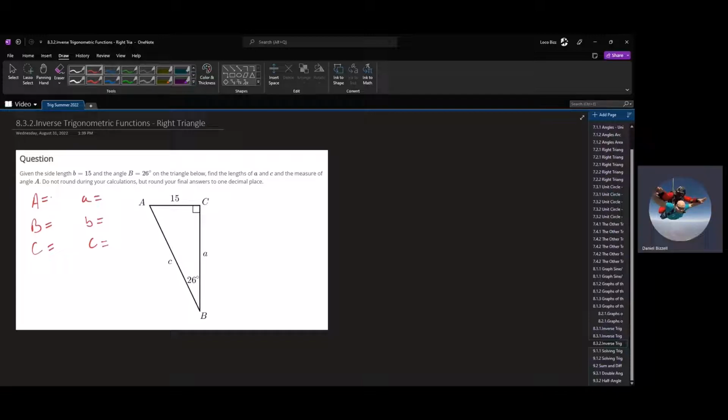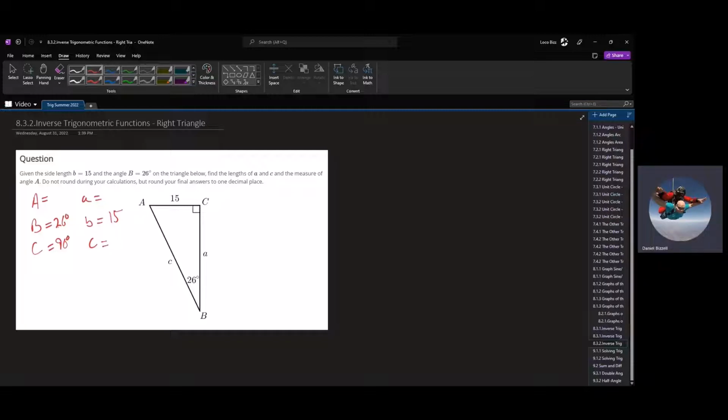Okay, so we don't know what big A is, but we do know what big B is, and it is 26 degrees. And we do know what C is since it is given this right angle marker, which is 90 degrees. And then we know what little b is since it's across or opposite from big B. So little b is 15.